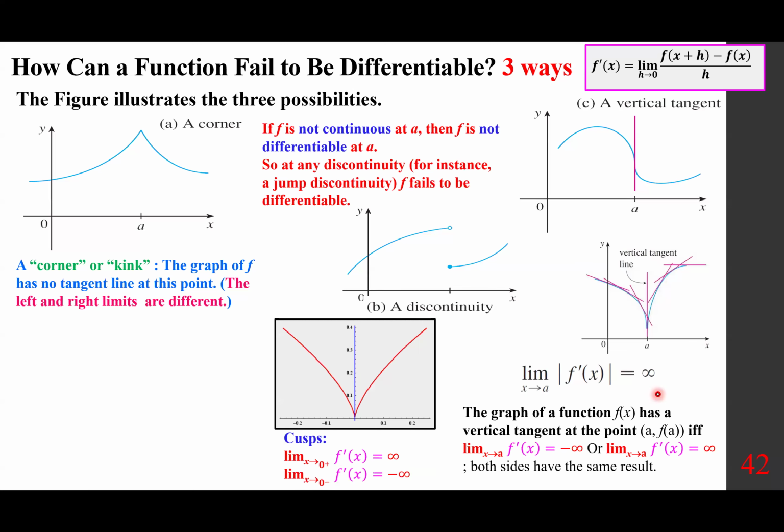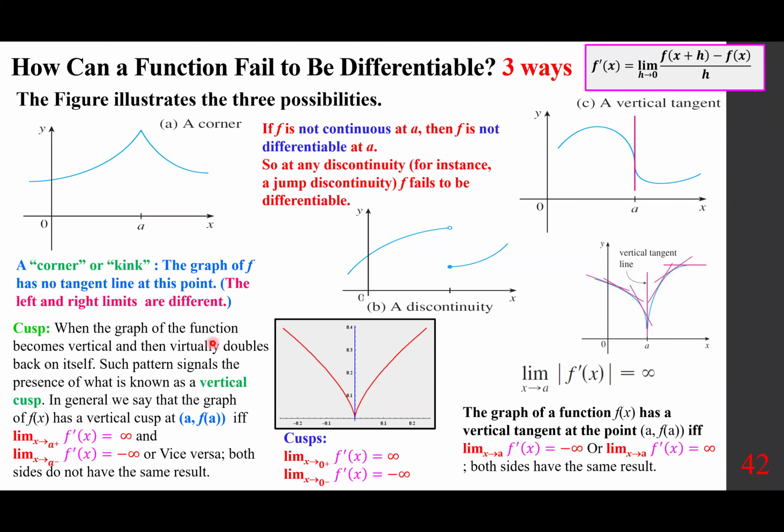But this, which looks like a sharp corner, is slightly different. It is called a cusp. For example, at 0 in this case, the limit of f prime of x as x approaches 0 from the right is infinity, but from the left is negative infinity. So in essence, you have two vertical tangent lines, on top of each other, but they do have different slopes, infinity versus negative infinity.